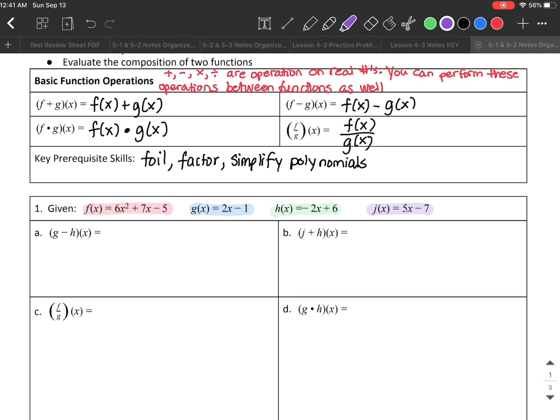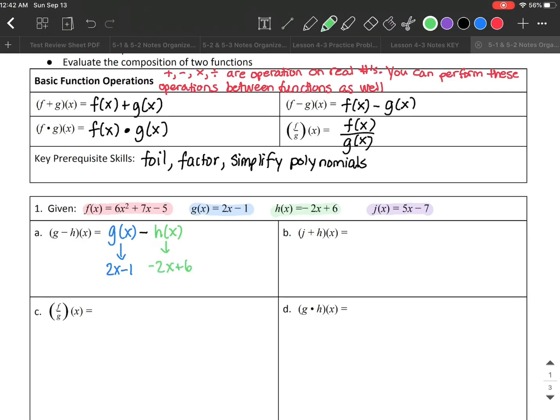So the first thing that we're going to do is g minus h of x. I'm going to rewrite what this actually means. This actually means I'm taking g of x and I'm subtracting h of x. G of x I know is equal to 2x minus 1, so I'm going to replace it with 2x minus 1. And h of x I know is negative 2x plus 6, so I'm going to replace it with negative 2x plus 6.